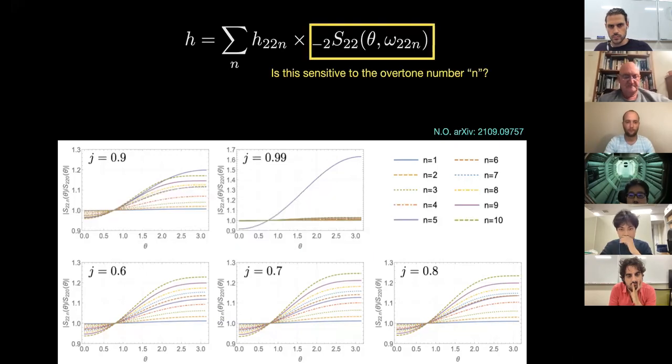This is the actual result. I again show you S_22n divided by S_22 naught. It goes from 0.9 to 0.2 or so. So the spheroidal harmonics are also insensitive to the overtone numbers, like this. So indeed, only the excitation factor is important to discuss the significance of the overtones.